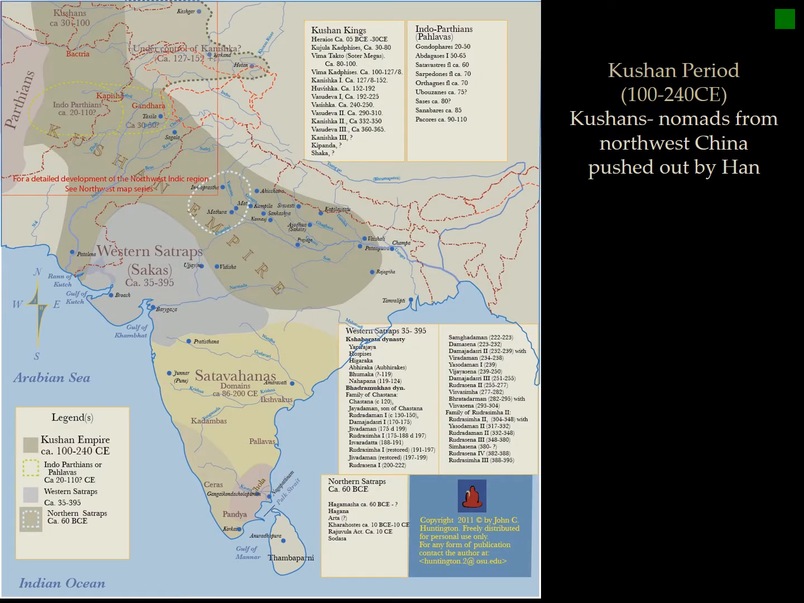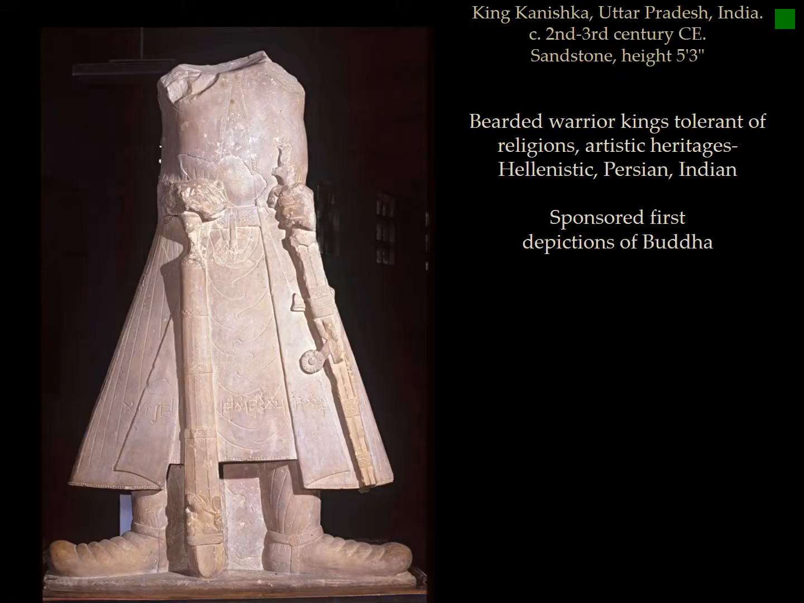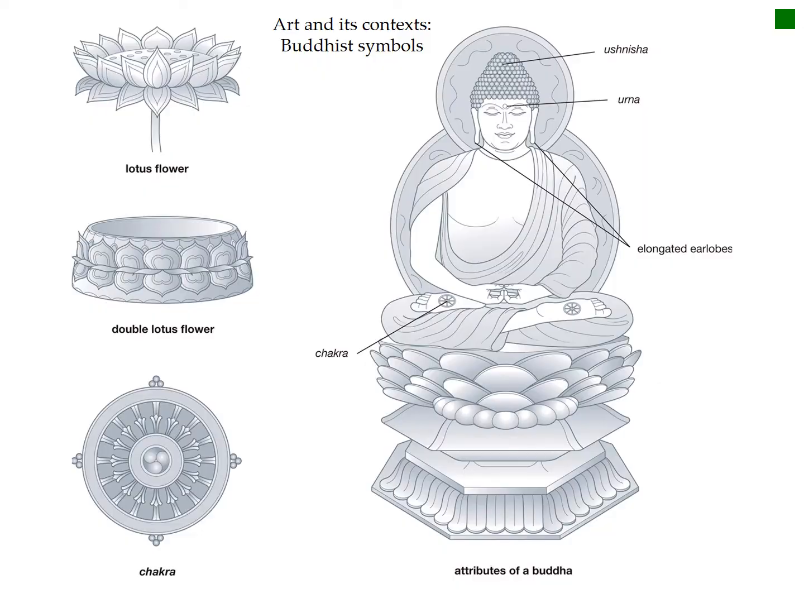Turning to the next civilization in the Kushan period, which lasted between 100 and 240 Common Era, we have nomads or Kushans that come from northwest China that are pushed out by the Han. They are moving downward to South Asia and India and set up their own empire. Here they are shown as bearded warriors and kings that are tolerant of religions and various artistic heritages, and they sponsor art that is taken from Hellenistic, Persian, and Indian descent. They also sponsor the first depictions of Buddha.